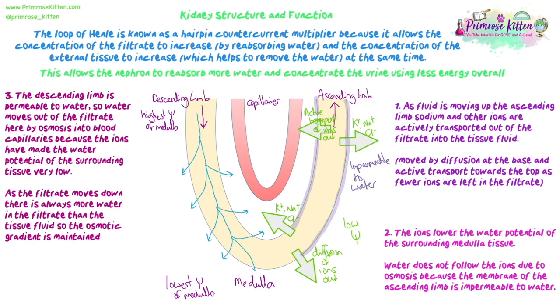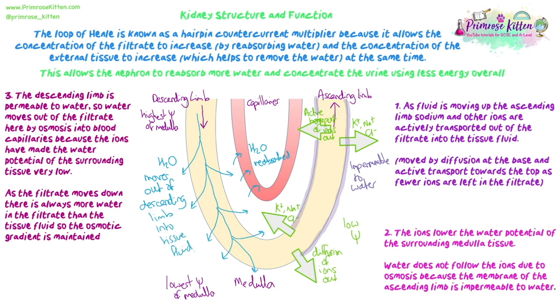So there's always more water in the filtrate than in the tissue fluid outside. And that's going to guarantee that our water is going to leave the descending limb and go into the tissue fluid and then ultimately be absorbed into the capillaries that, remember, are surrounding this loop of Henle.